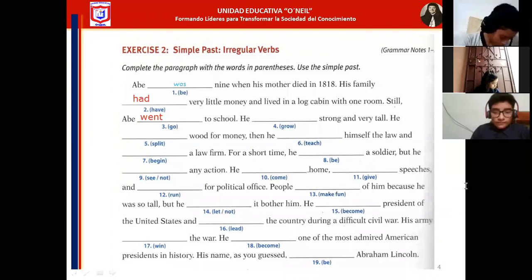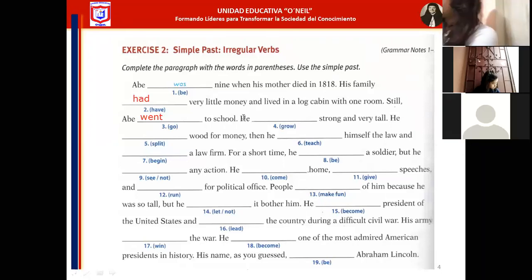Let's continue. You, Carlos Vergara. Hello, Carlos. Dígame a mí. Okay, let's continue you with the other sentence. This sentence, number four. He grow or he grew? Grew. Okay, he grew strong and very tall. The past tense of grow is grew. Okay.